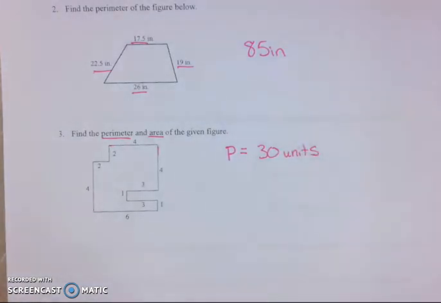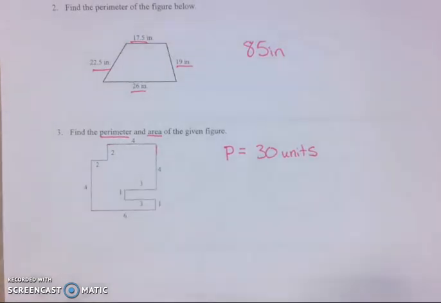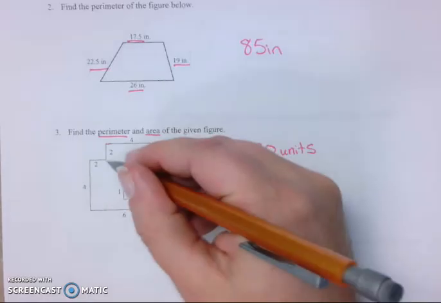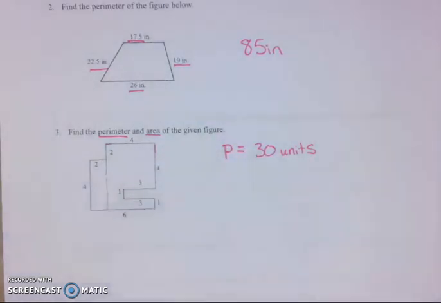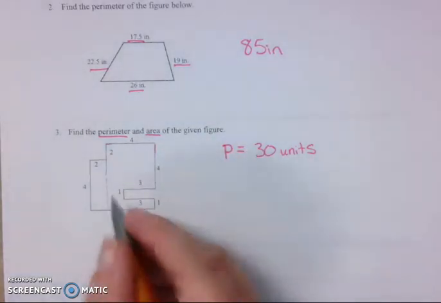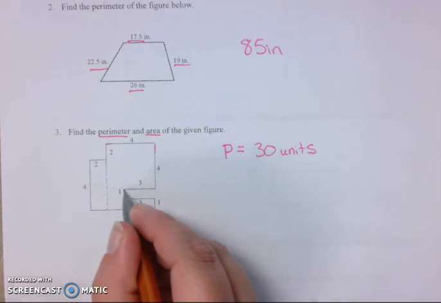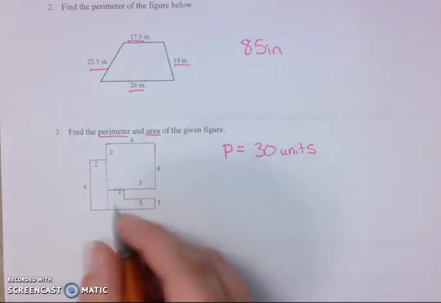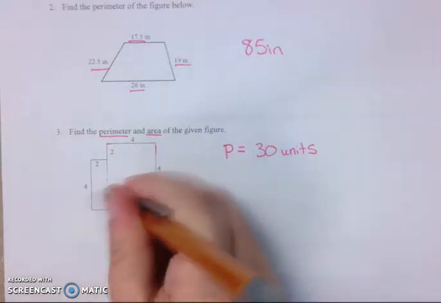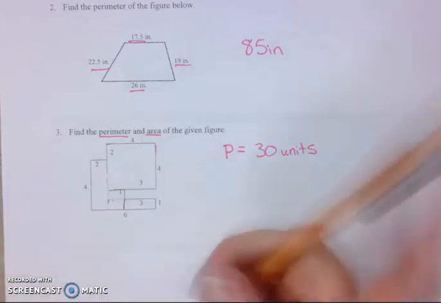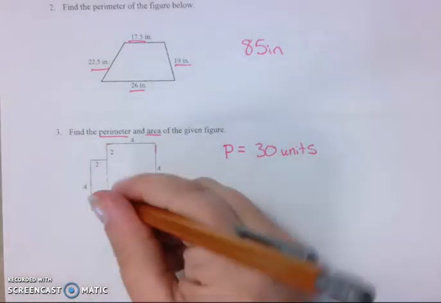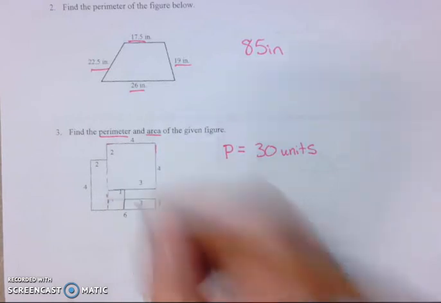To do area, we need to break this up into rectangles. There's different ways to do this. I'm going to do that rectangle there. And then, let's see, maybe right here and right here. Let's make this go down. Okay, so there's a lot of different choices you have here. I broke it up into these 4 rectangles.